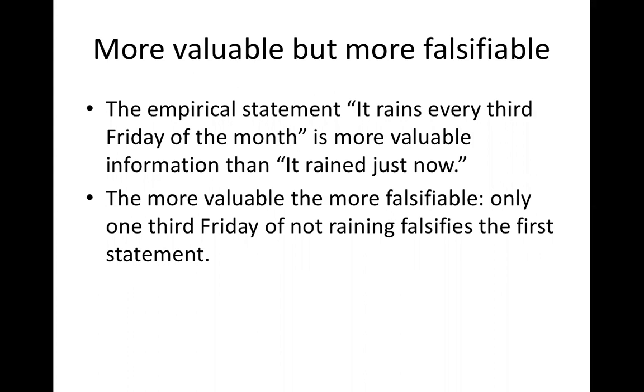That's why we say that the empirical statement, it rains every third Friday of the month, is more valuable information than it rained just now. But the more valuable, the more falsifiable. So it will take only one third Friday of not raining to falsify that statement. So it is easier to falsify empirical information that provides more valuable information than to falsify the one that provides less valuable information. So what it means is that the more the information, the more the falsifiability.